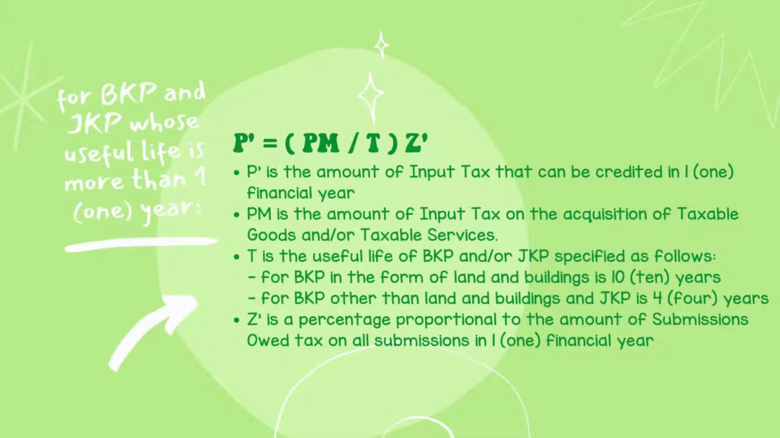For BKP and GKP whose useful life is more than 1 year, P' equals PM divided by T times Z'. P' is the amount of input tax that can be credited in one financial year. PM is the amount of input tax on the acquisition of taxable goods and or taxable services. T is the useful life of BKP and or GKP specified as follows. For BKP in the form of land and buildings is 10 years. For BKP other than land and building and GKP is 4 years. Z' is a percentage proportional to the amount of submission on tax on all submission in one financial year.